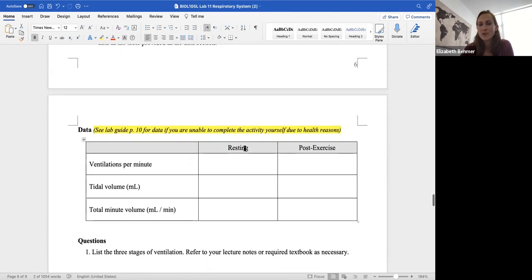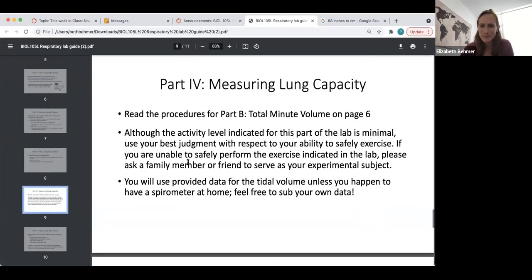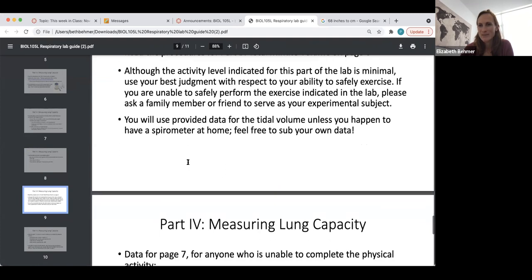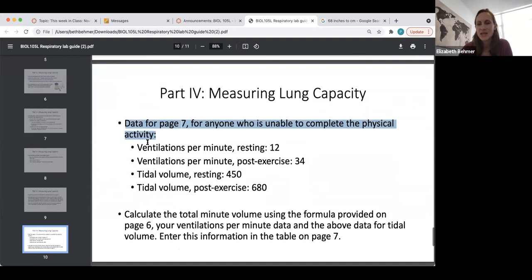So resting, you'll get your ventilations per minute, and let's go back to the lab guide to take us through this as well. You'll do exercise to measure your respiratory rate. For data for page 7, anyone who is unable to complete the physical activity, we give you some data that you can plug into that chart as well. So ventilations per minute is 12.